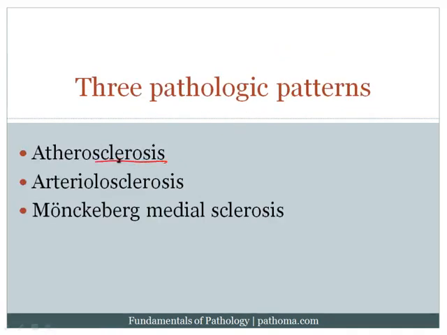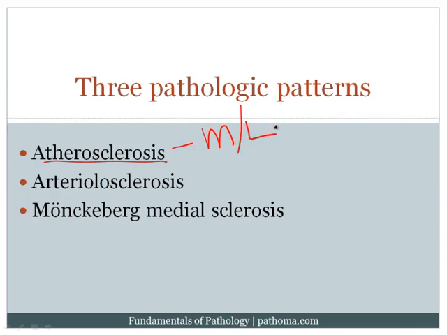The first is called atherosclerosis, and in atherosclerosis we get a thickening of the intima of the blood vessel wall. That's high yield. In atherosclerosis, it's the intima that becomes thick, and this usually occurs in medium and large-sized vessels.